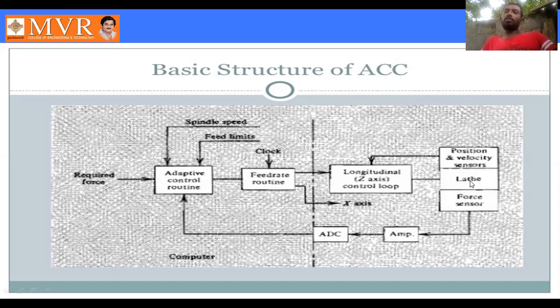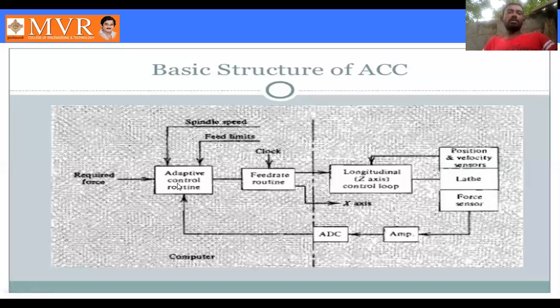In the lathe we have two connections. One is the position velocity sensor, which is sent again to the direction control loop. Next we have the force sensor. The force sensor is sent to the amplifiers, the ADC, and then sent to the adaptive control routine. So this is the basic structure of ACC.